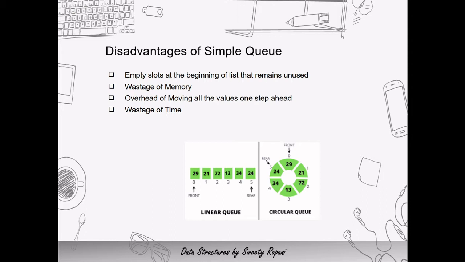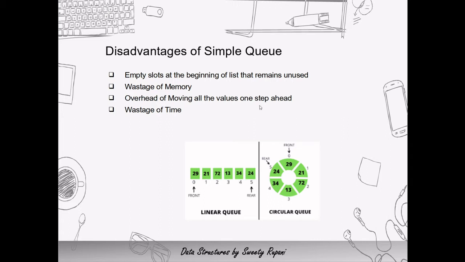to a problem. In this case, a linear queue, when rear pointer reaches to a maximum size of a queue, it might be possible that after certain number of DQ operations, it will create empty spaces at the start of queue, which would never be utilized. So we say that empty slots at the beginning of the list remain unused. There would be a wastage of memory because these slots would never be used.